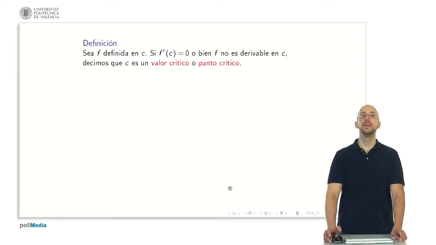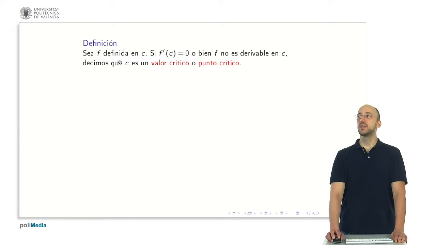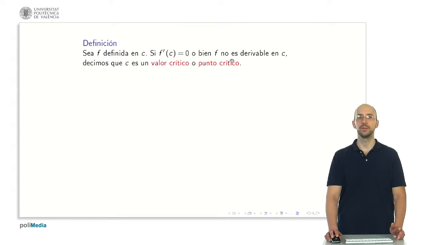A more detailed definition. Let's delve into this further. Consider a function f defined at a specific value c. If the derivative at c equals 0, or if f is non-differentiable at c, we designate c as a critical value or critical point. It's crucial to recognize that a point can be a critical value or critical point under either of these two conditions: when the derivative at c equals 0, or when the function f is non-differentiable at c.